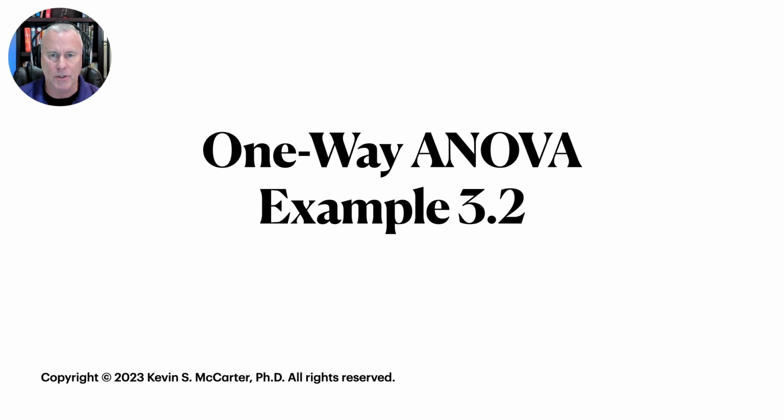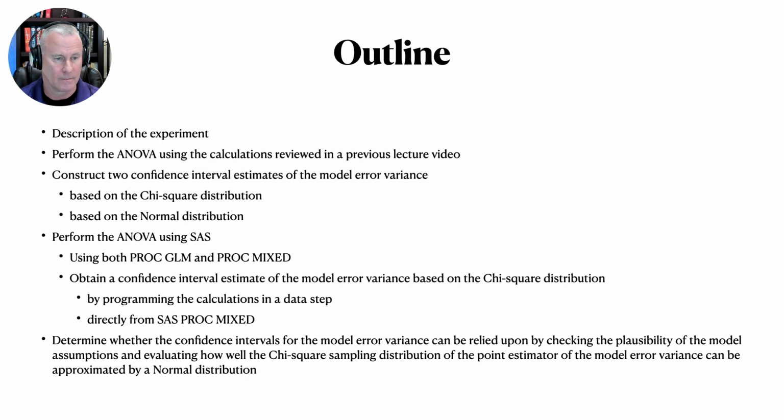In the last few lectures, we've been reviewing one-way ANOVA, analysis of variance. In this lecture video, we're going to do another example to help solidify the procedure in our minds. Here's an outline of what we'll be looking at in this video.